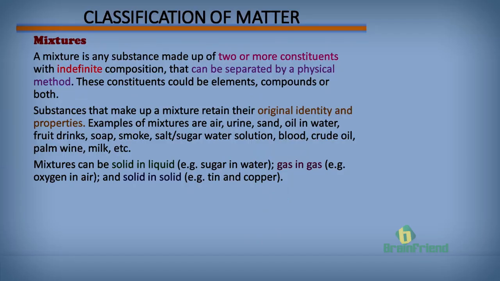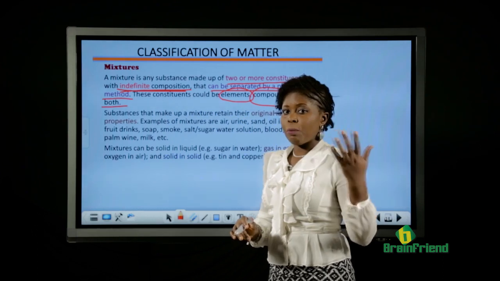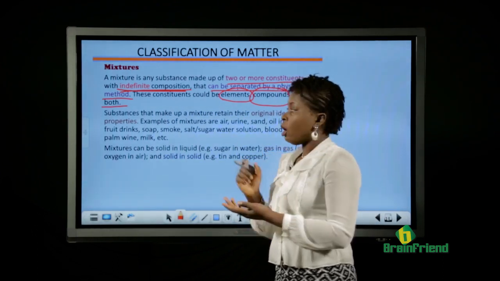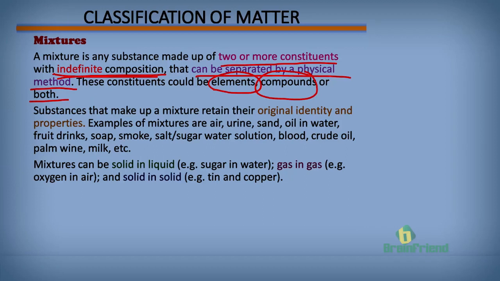Now let us look at mixtures. A mixture is any substance made up of 2 or more constituents with indefinite composition that can be separated by a physical method. Now these constituents could be elements, compounds, or both. So we are saying that a quality that can make a substance a mixture is, first, the different constituents of the substance have to be present in an indefinite composition. Remember that for compounds, we say they have to have a definite what? Composition. But for mixtures, the different constituents that make it up are present in what? An indefinite composition. There is no particular composition.